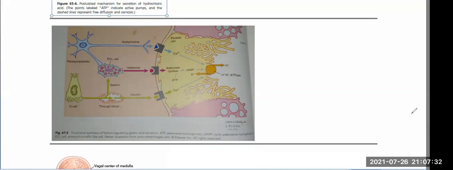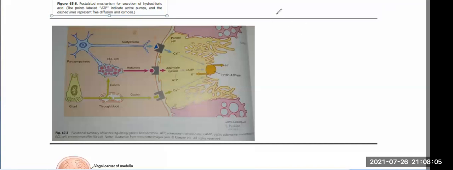And when it reaches the ECL cells, the gastrin hormone will stimulate ECL cells to release histamine in the oxyntic glands. Oxyntic glands are gastric glands. Now, when histamine is secreted by ECL cells, this histamine in turn stimulates the secretion of hydrochloric acid by parietal cells.